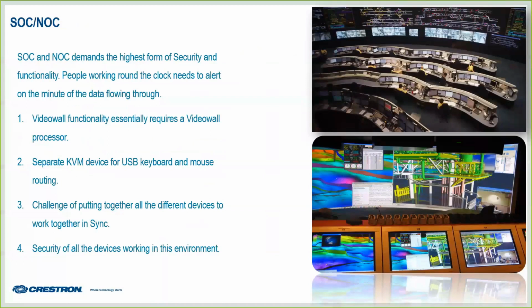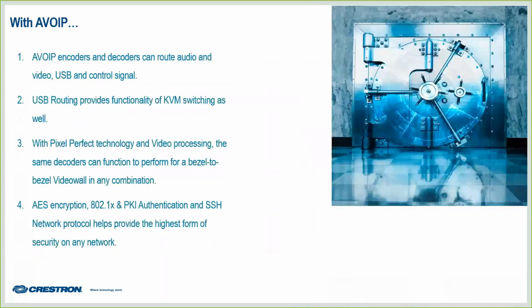So when we take a deep dive into the AV over IP solution replacing this scenario, we have AV over IP encoders and decoders that can route not just the video, not just the audio, but in fact your USB and control signal as well. So USB routing provides the functionality of the KVM switching that we talked about in the second point. With the inclusion of a control system, we can not just switch which input source routes to which output, but we can also route which keyboard can be connected to which of the PCs to obtain control of that particular PC.